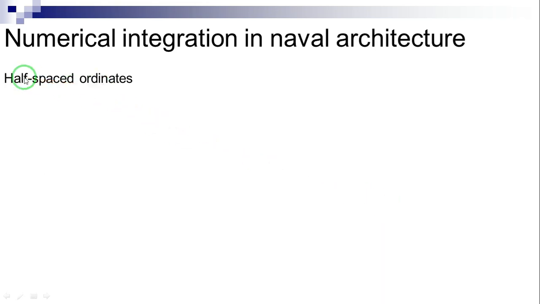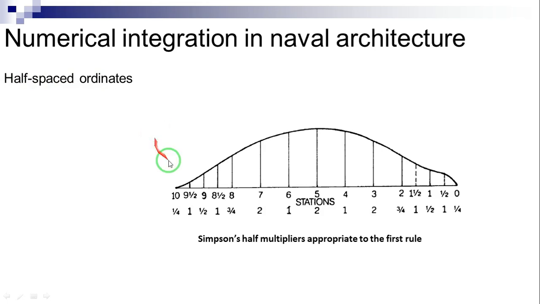Half-space ordinates. Near the ends of a ship, it is customary to introduce additional body plans. This is done to better define the hull form in these regions, as it is changing more rapidly compared to the midship region. In this case, in order to accommodate this combination of spacings, the Simpson's first rule multipliers, for instance, are reduced to 1/2 their normal values as shown in this figure.